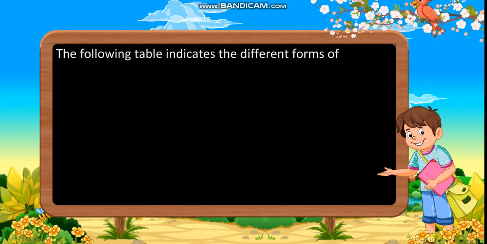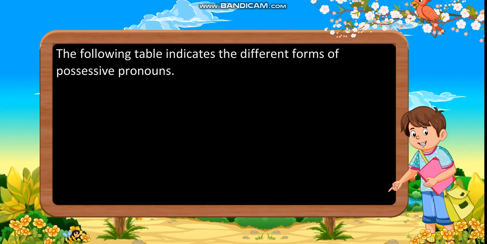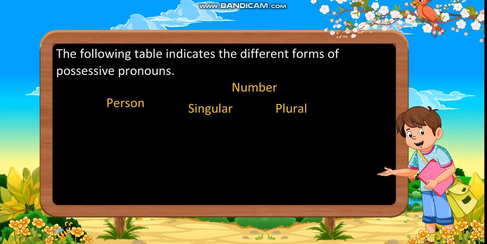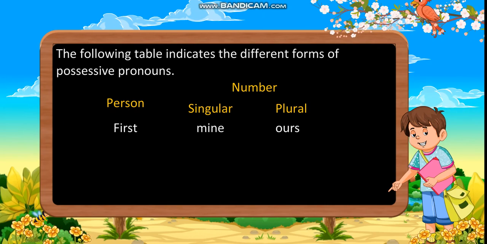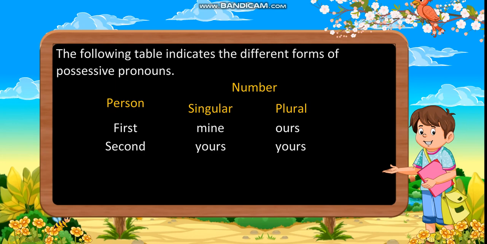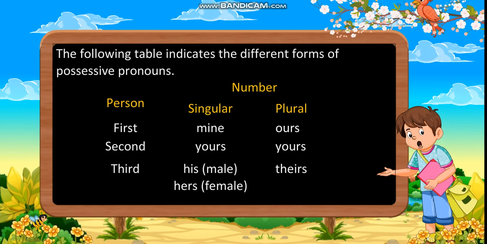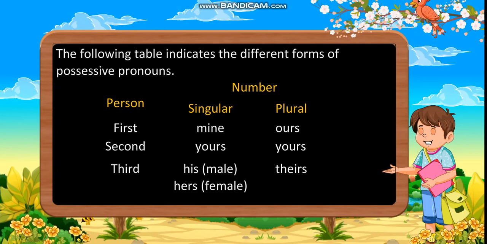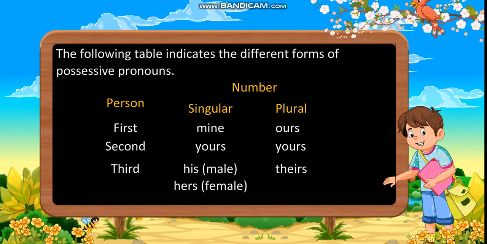The following table indicates the different forms of possessive pronouns. Person, number: singular, plural. First: mine, ours. Second: yours, yours. Third: his (male), hers (female), theirs.